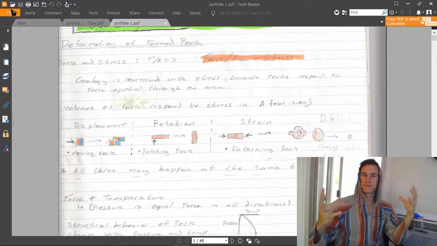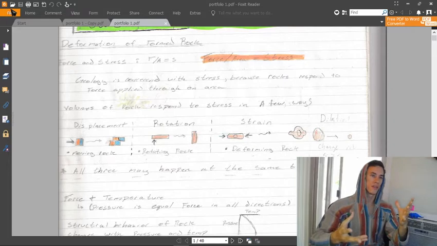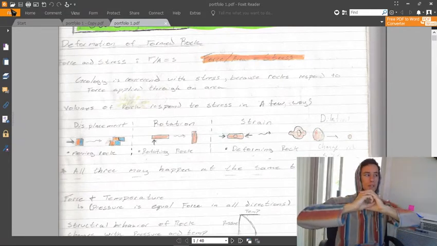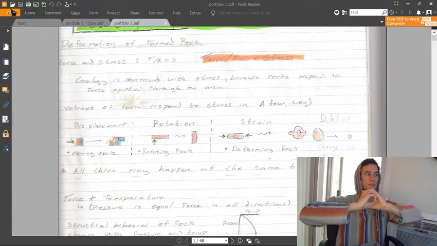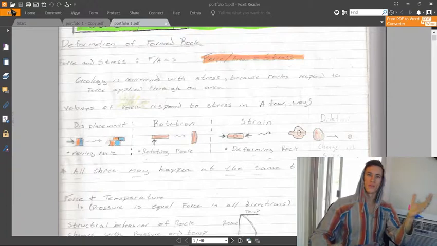Strain is the deformation, what causes the deformation of rock, and dilation is the change in size, kind of like when your pupil dilates. It gets smaller when it's bright, bigger when it's dark. It's kind of the same thing with rocks, only with different kinds of pressure.